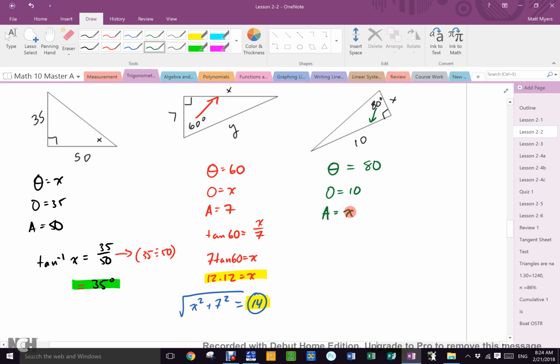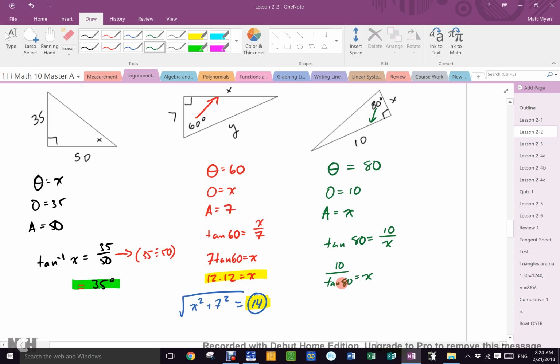X is adjacent. So now I know that tan is opposite over adjacent. So tan of 80 equals opposite 10 over adjacent, X. Now there's a whole bunch of algebra here to figure this out. Or you can remember when the letter's on the bottom, we divide. I've shown it to you a bunch of times how the algebra works. If you need to see how the algebra works, I can show you. Or you can remember that 10 over tan 80 equals x.